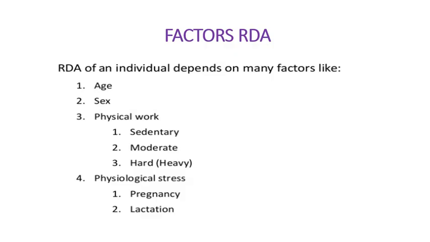Coming to physical work, persons doing sedentary work require a low amount of dietary allowances, persons doing moderate work require some more compared to sedentary, and persons doing heavy work require the most dietary allowances. Coming to the condition the woman is in: for example, if a female is pregnant, she requires more recommended dietary allowances, and in lactation she requires some more. So like that, based on the factors, the RDA changes.